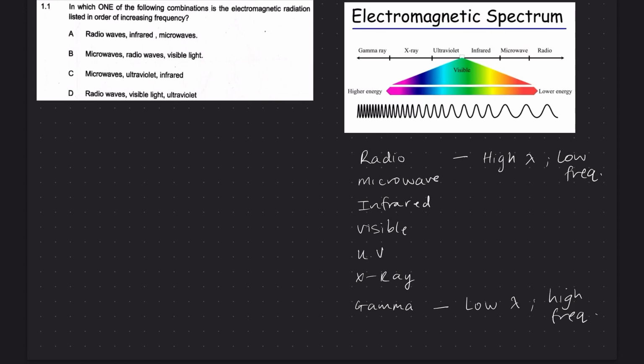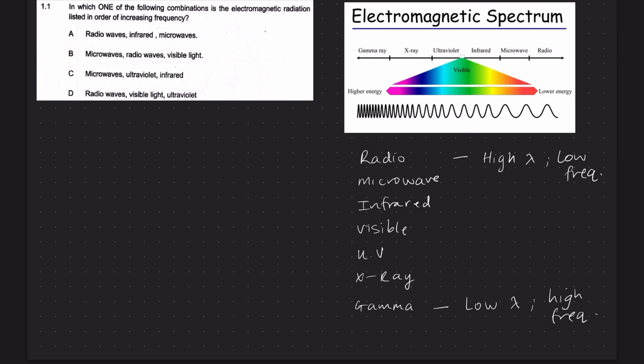Let's look at the solutions for the multiple choice questions from the March 2025 paper. Question 1.1 reads, in which one of the following combinations is the electromagnetic radiation listed in order of increasing frequency?